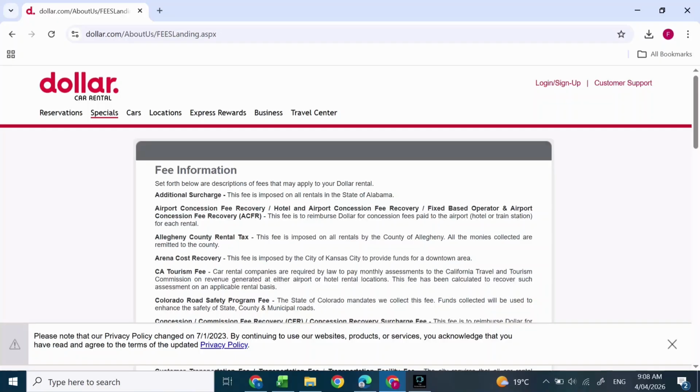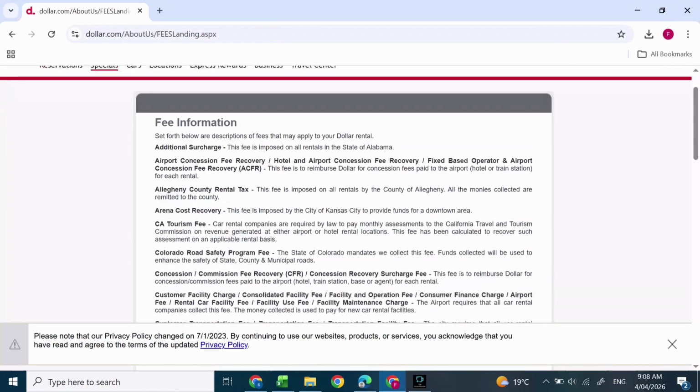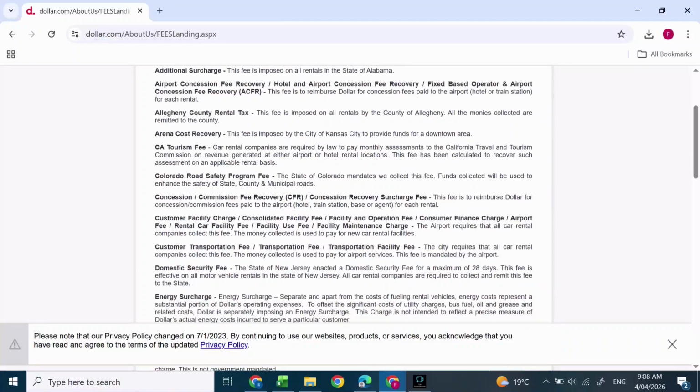First, open the Dollar car rental website. In the fee information section, you'll find all the fees listed. One that could be included is the additional surcharge. This fee is imposed on all rentals in the state of America. And you'll also find all these fees.